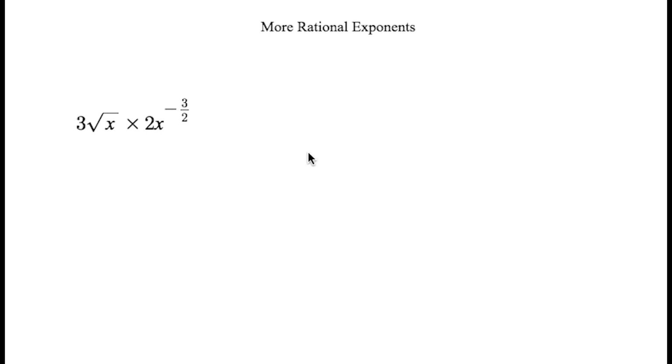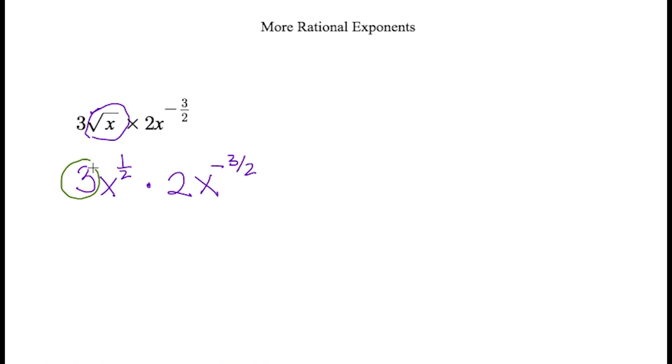So today we're going to continue talking about our fractional exponents with some more advanced examples. So here we have 3 times the square root of x times 2 times x to the power of negative 3 over 2. The first thing I'm going to do is rewrite this square root of x as a fractional exponent. Remember, if you're taking the square root, it's x to the power of 1 over 2. That's being multiplied by 2 times x to the negative 3 over 2.